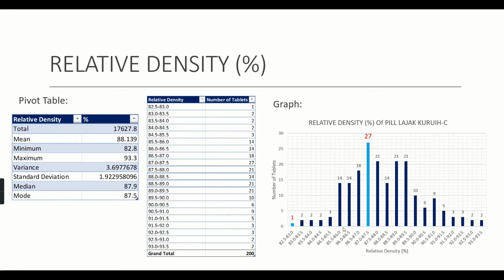For the relative density, we obtain it in a percentage. The minimum we can obtain is 1 with the range 82.5 to 83%, while the maximum we can obtain is 37 with the range of 87 to 87.5. The median is 87.9, while the mode, which is the maximum number we obtain, is 87.5%.